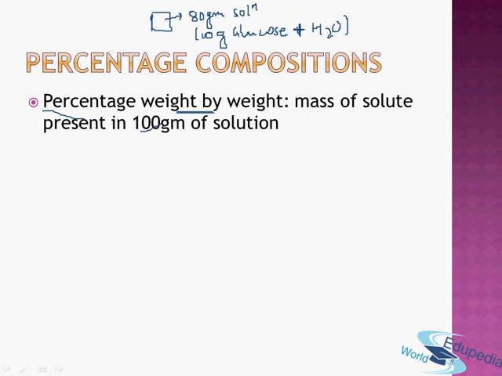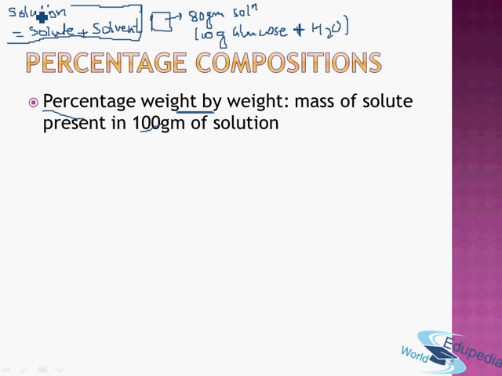We saw that a solution is nothing but solute and solvent. So I can always say that solution is equal to solute plus solvent. All of the properties of a solution, say the total volume of the solution, can be said to be the volume of solute plus the volume of solvent.